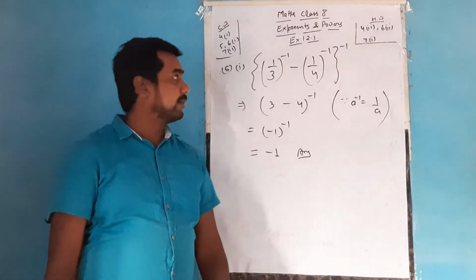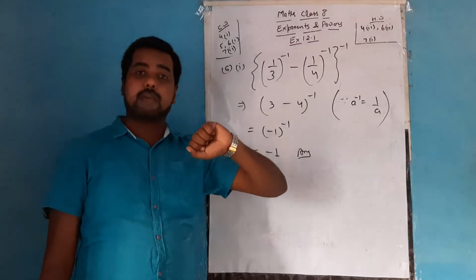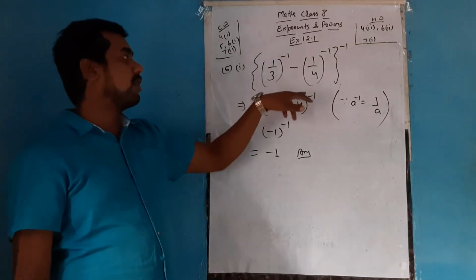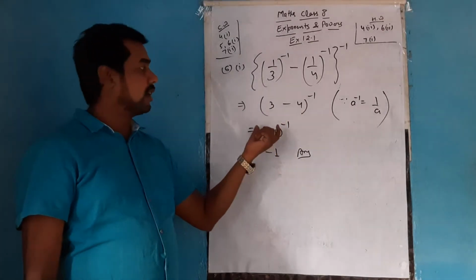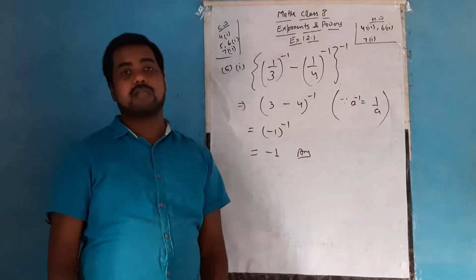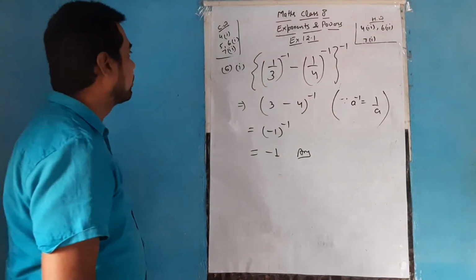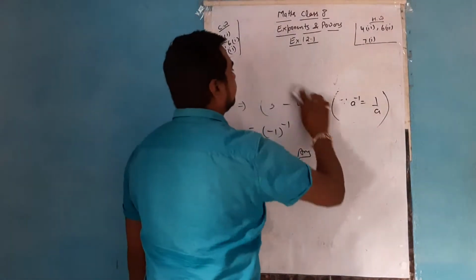I hope it is clear. First make the reciprocal of the terms having power minus 1. The reciprocal of 1 by 3 becomes 3, the reciprocal of 1 by 4 becomes 4. When you subtract, the result is minus 1, and the reciprocal of minus 1 is minus 1 itself. So the answer is minus 1. This is the sixth, first part.